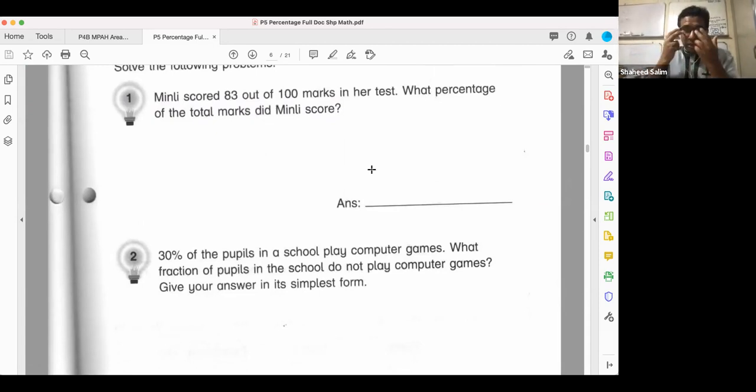So let us try now. Question 1 and 2. Come on. Naomi, you can do this, Naomi. 83 out of 100. Change it to percent. Umaira, come on, Umaira. Umaira is tired already lah. Come on now, Umaira.